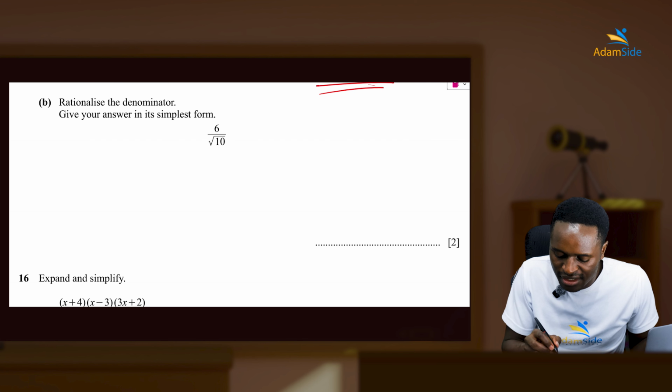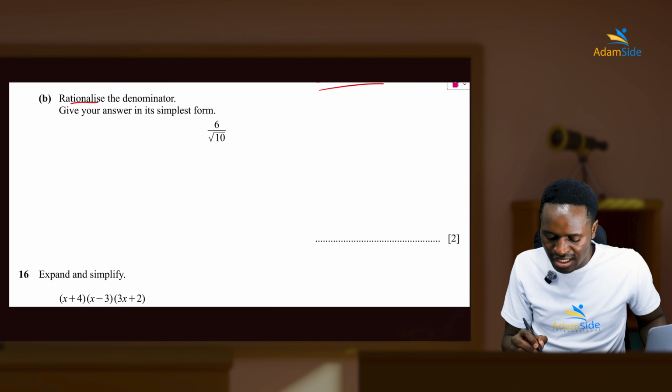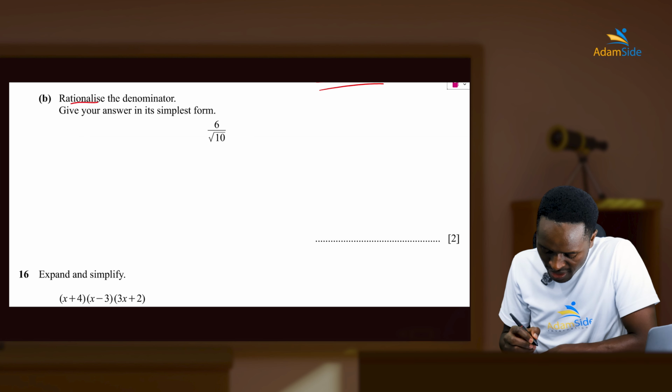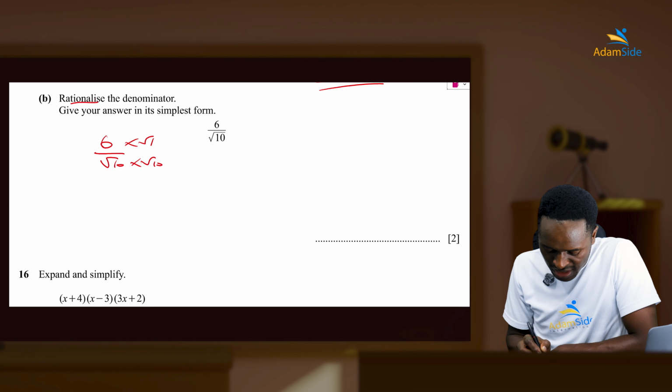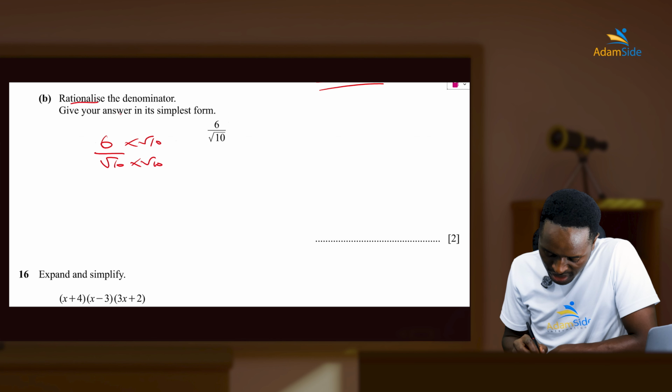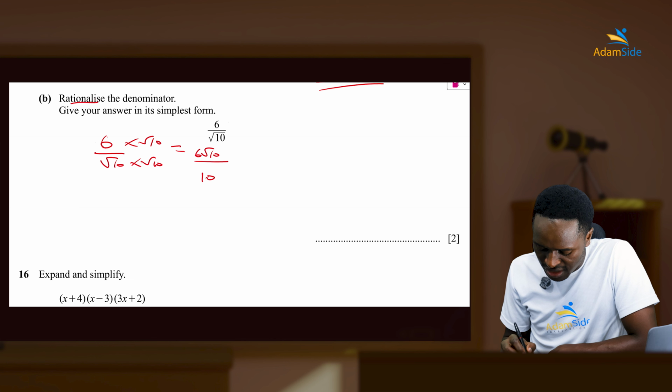We go to rationalize. Rationalize means removing the square root sign from the denominator. As simple as it is. So we have 6 over root 10 times root 10 over root 10. Root 10 on the denominator, root 10 on the numerator. When you do that, root 10 times root 10 is 10. And then 6 root 10 on the numerator. What you get will be 6 root 10 divided by 10.